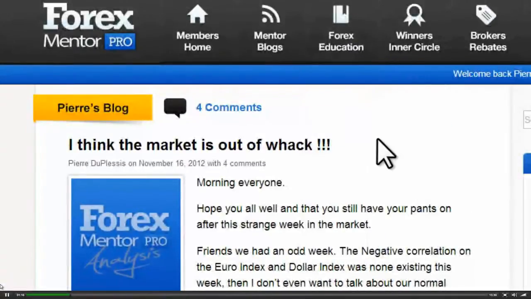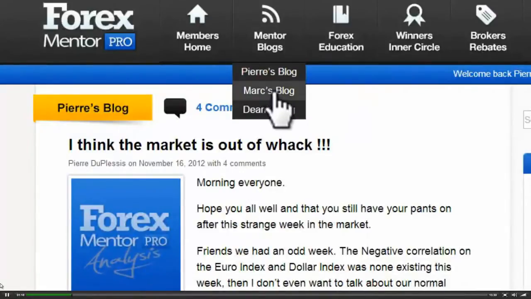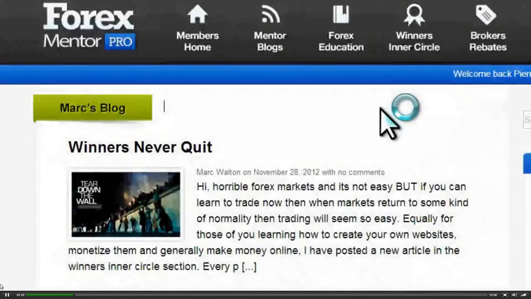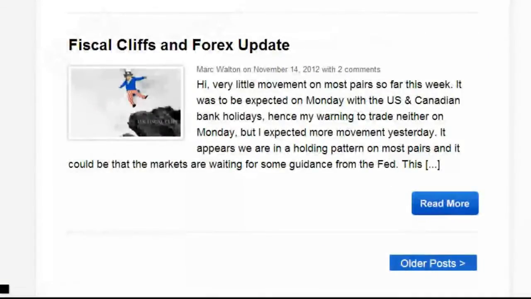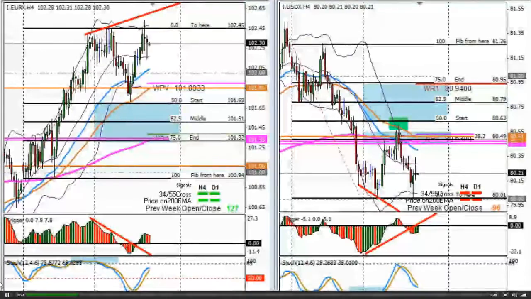And then you can click on the mentors block. If you follow Mark, click on Mark's block, and you can go to all his old posts, and you will find all the old movies that he made, guys. So all those videos are available, and it's an excellent source to recap what did happen in the market. So let's quickly have a look at the market.